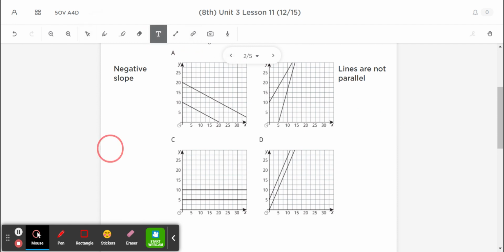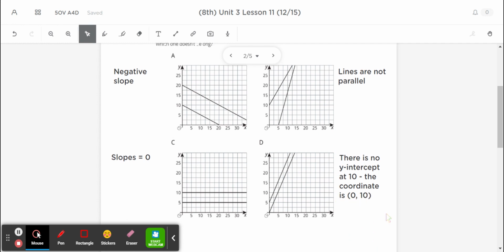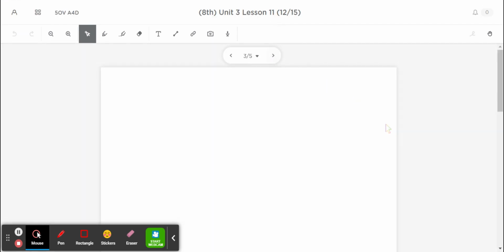You might have noticed that in graph C, the slopes equal 0, also different from the other graphs. The lines are not slanted. Or you might have noticed that in graph E, there is no y-intercept, meaning where it hits the y-axis at 10. The coordinate is 0, 10. And these are all things that set each of these 4 graphs apart that would have been acceptable answers to notice and wonder. Let's look at slide 3.